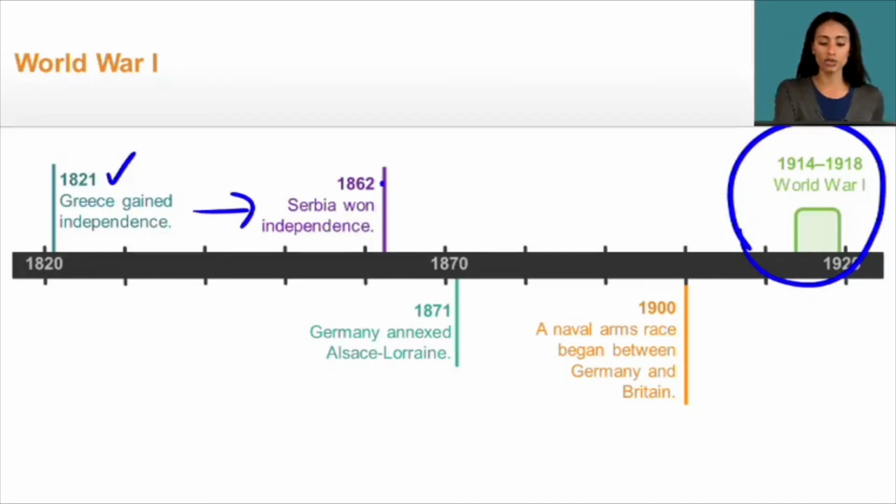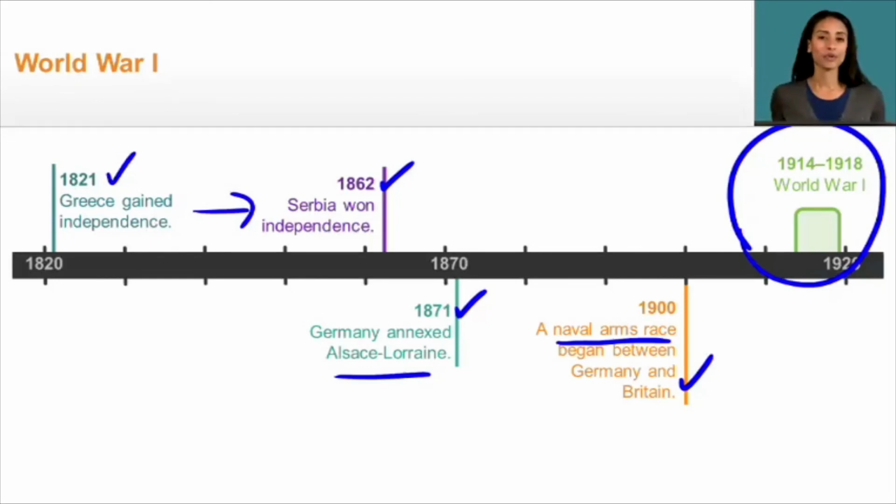eventually leading to Serbia winning independence in 1862. And then the imperialism of the time is going to lead to Germany annexing Alsace-Lorraine in 1871. Now finally, militarism is going to kind of lead us into conflict when the naval arms race began between Britain and Germany around 1900. Now let's return to our lesson question and begin to wrap up the lesson.